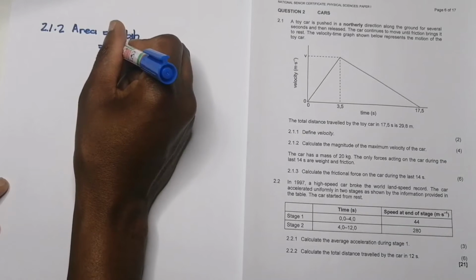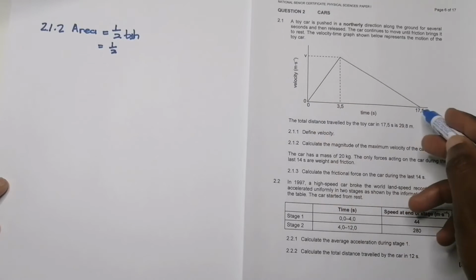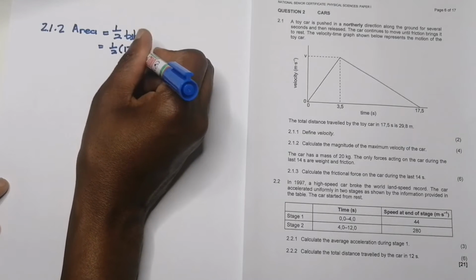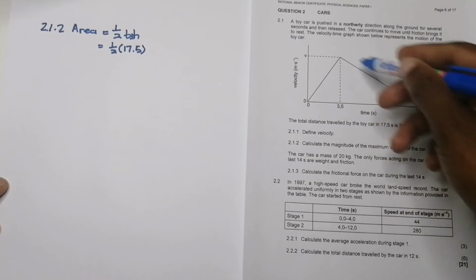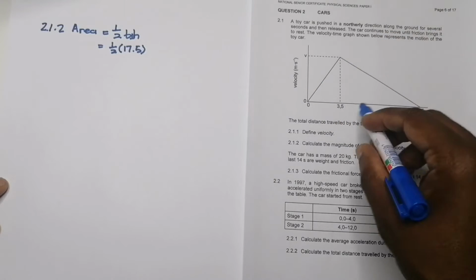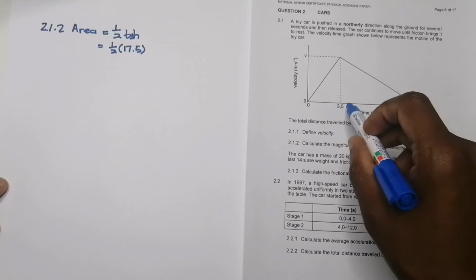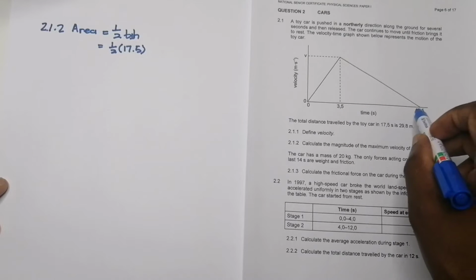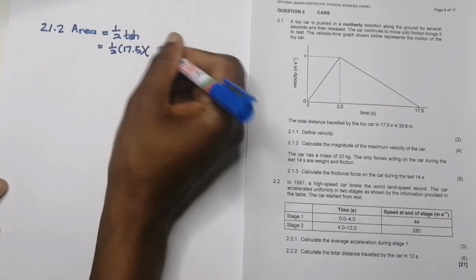In this case, what is my base? My base is between 0 and 17.5. So that's going to be 17.5. Just be careful when you're calculating that base. Suppose we're taking this smaller triangle there. In fact, I wanted to go for this one. The base wouldn't be 17.5 because now you're starting at 3.5 and you're ending at 17.5. So you take the difference between the two values. Please keep that in mind, right?